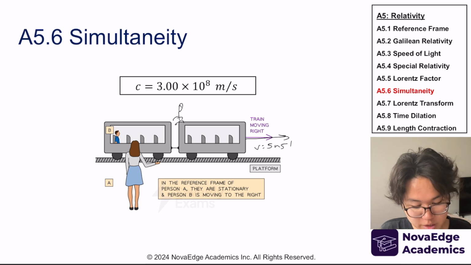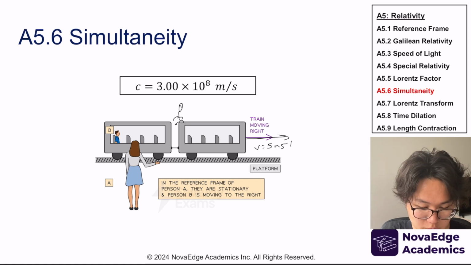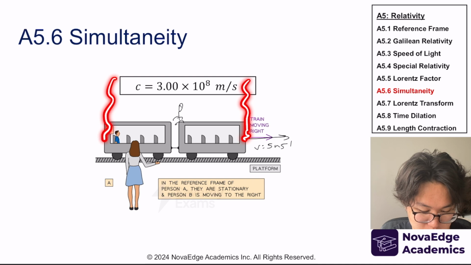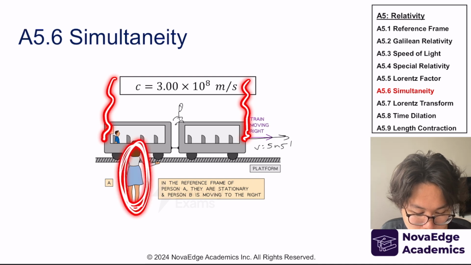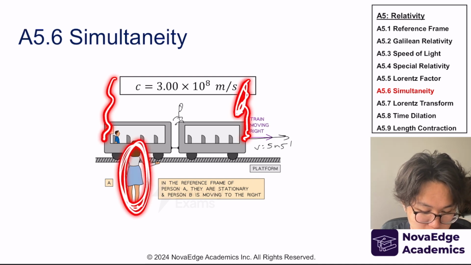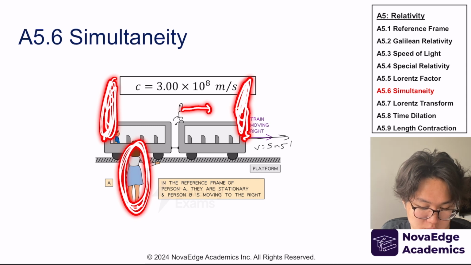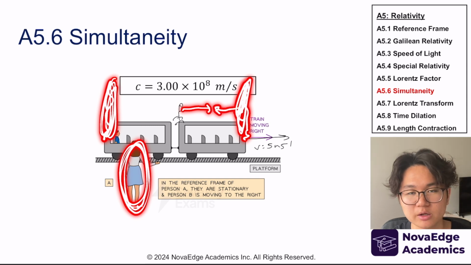But let's say I replace it with sound. Sound travels a lot slower than light. So lightning struck here at the same time according to the woman's perspective. But the man is actually going to hear the first one first, then this one, because he is traveling towards the sound. So the sound is going to enter his ear canal first.